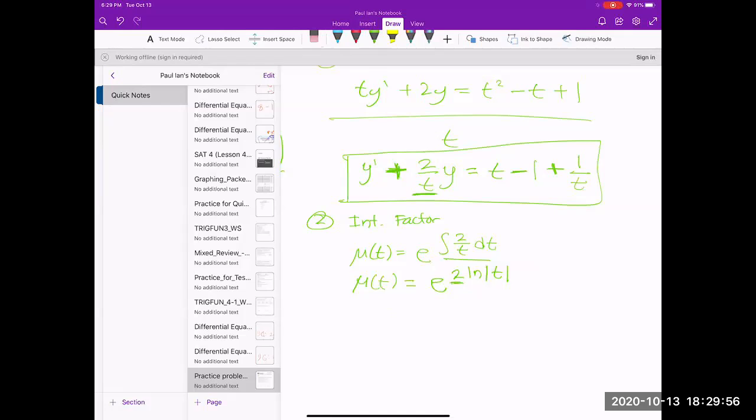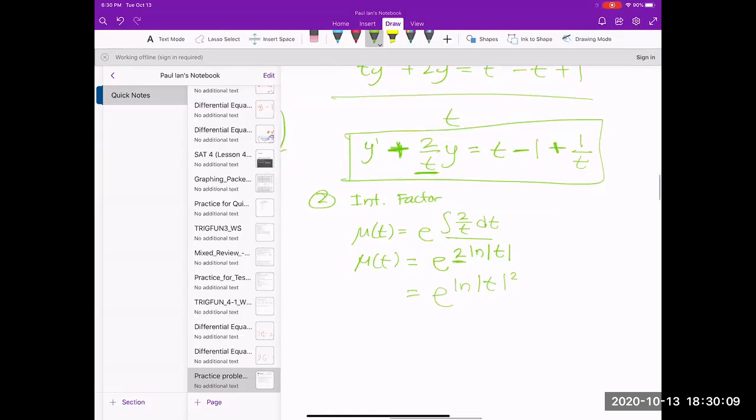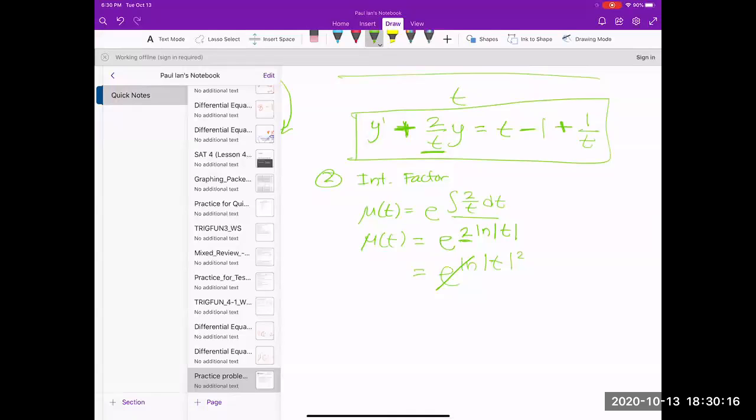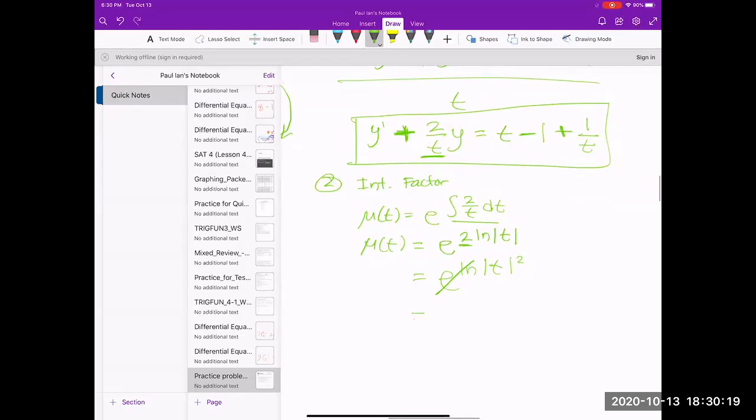you can make it a squared, right? So like e to the ln, and you put the squared instead of a coefficient 2. And with that, now you can cancel the e, right? You cancel out the e, and the only thing you have left is t squared. That should make your life easy. So that's your integrating factor, t squared. Okay.